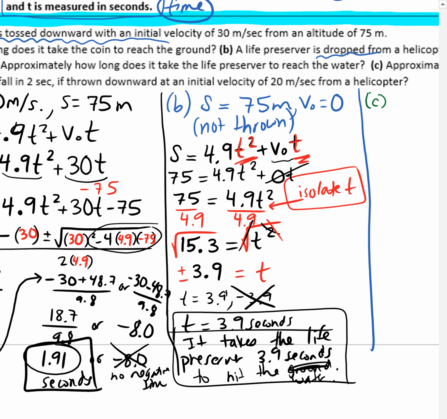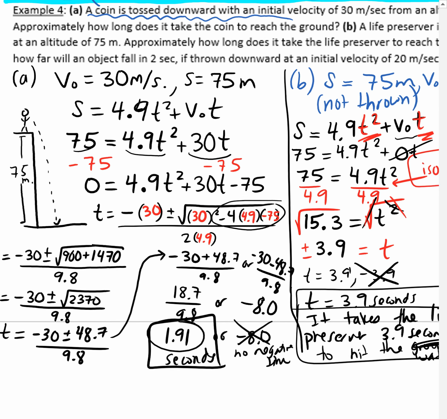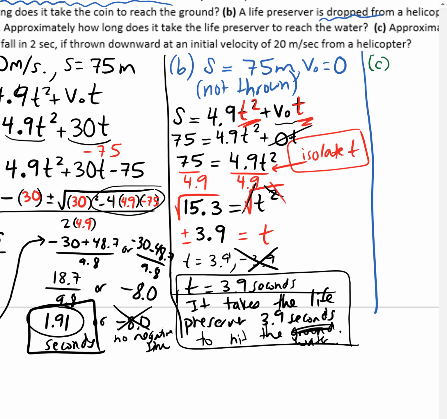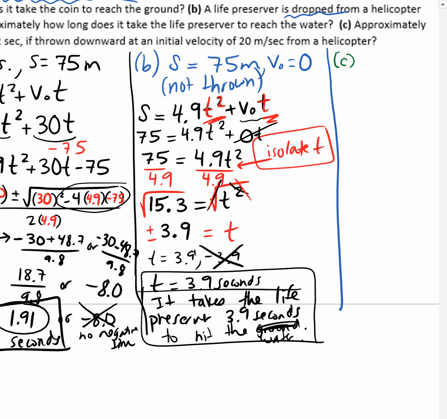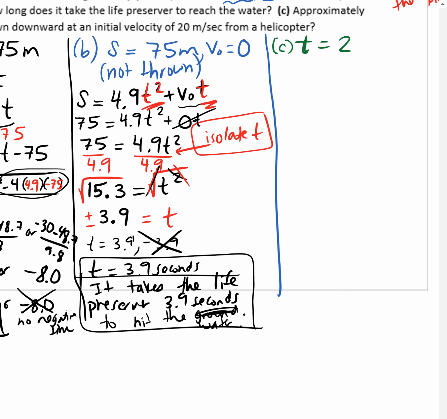I think part C will be easier than part A as well. Don't worry. So what does part C say? Approximately, how far will an object fall in 2 seconds? So notice this one. This is the first part where they're actually giving us the time. So t is 2, because that's time. If thrown downward at an initial velocity, that's v sub 0 or v naught, of 20 meters per second. So it looks like this time, instead of, like in part A and part B, they give us s and v, this time they're giving us t and v, so we must want to know what s is.